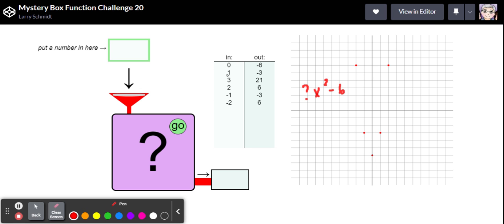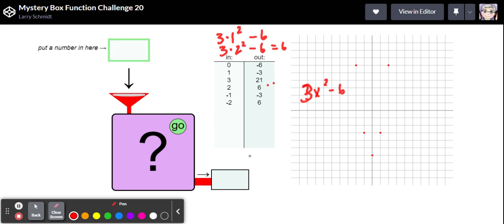If we put in a 1 and square it, so 1 squared, and then we subtract 6 from it, we would get -5. So what would we have to multiply this by to get a -3? Well, if we multiplied by 3, then that would be 3 minus 6 would be -3. Does that work for, let's say, a 2? So 3 times 2 squared minus 6, what would that be? 2 squared is 4 times 3 is 12 minus 6. That would equal a +6. Aha! So I think this actually is a 3.